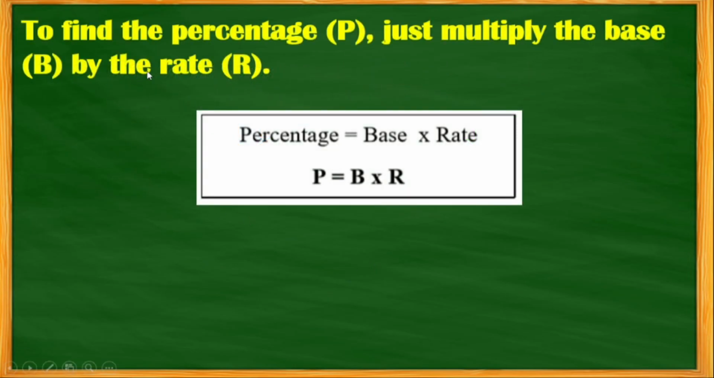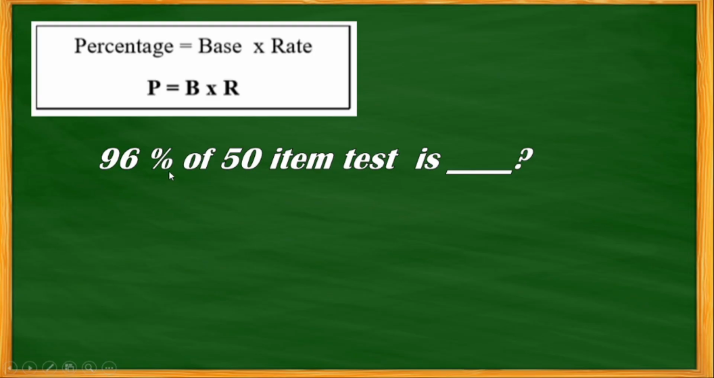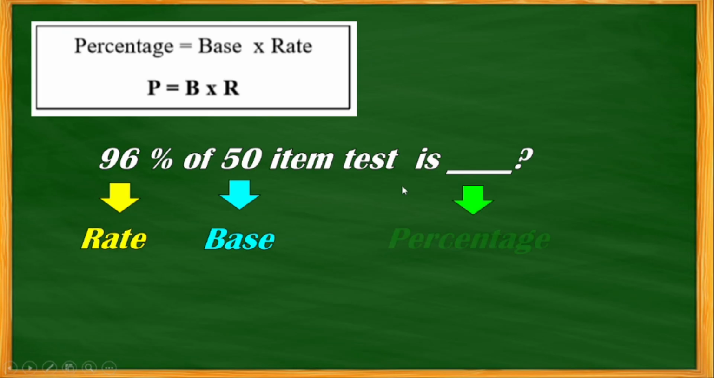So, to find the percentage, let's represent this as P. You just multiply the base, the capital letter B, by the rate, the capital letter R. Percentage is equal to base times rate, or P is equal to B times R, or PBR method. So 96% of the 50 item test is blank. Again, this would be the identification of the given.